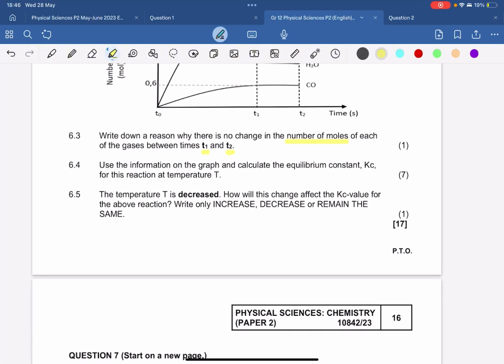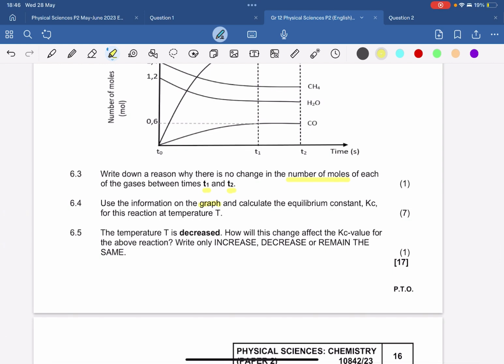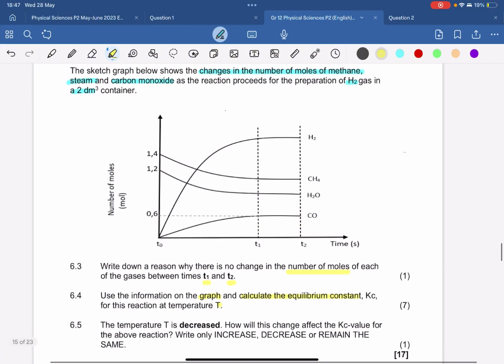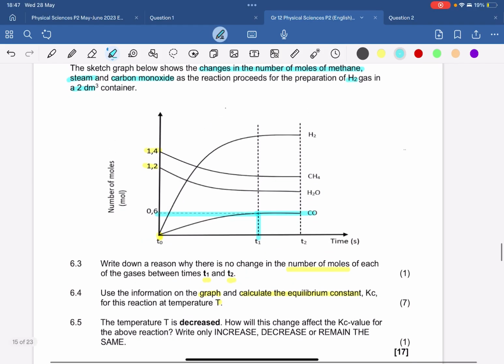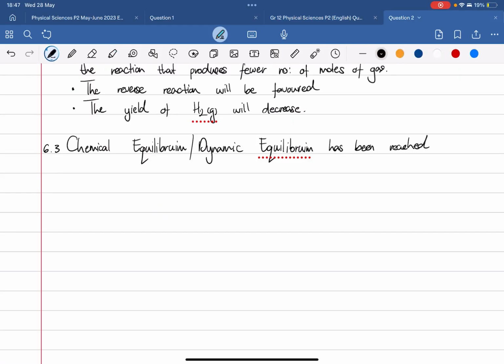6.4 then asks us to use the information in the graph to calculate the equilibrium constant Kc for this reaction at T. So this is quite useful because at time 0, we know exactly how much we have of our reactants and of our products. And then we also know that when equilibrium is reached, at T1, we know the amount of carbon monoxide that is at equilibrium. So we can use all these values to calculate the Kc. So to do this, we're going to set up our RICE table and kickstart from there.